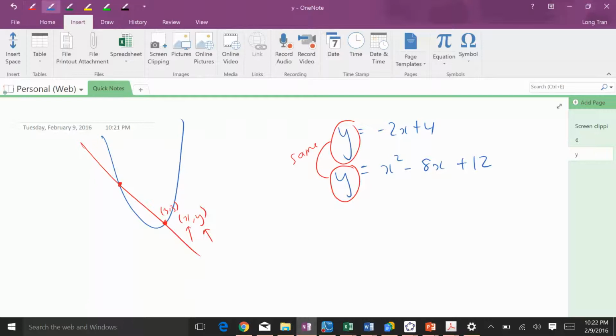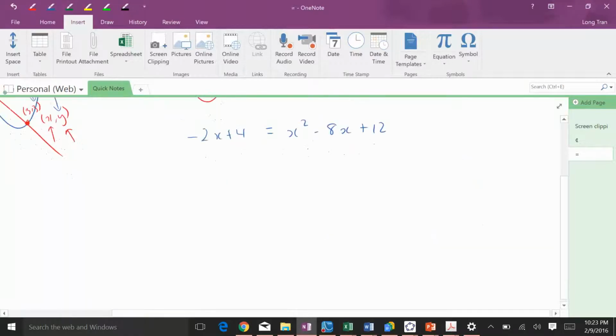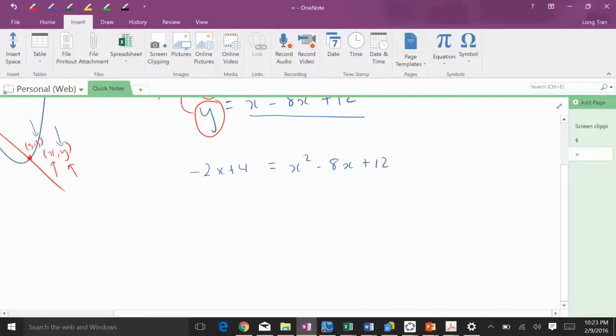And you don't just do it out of nowhere. You let them equal each other, because you know these two y coordinates have to be the same. So this y equation, negative 2x plus 4, has to equal this y coordinate, which is x squared minus 8x plus 12. Okay? So having said that, let's solve this.